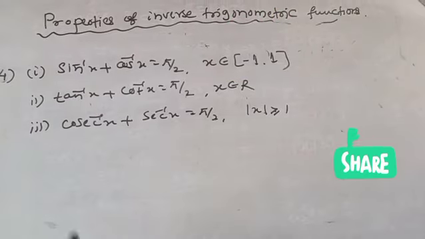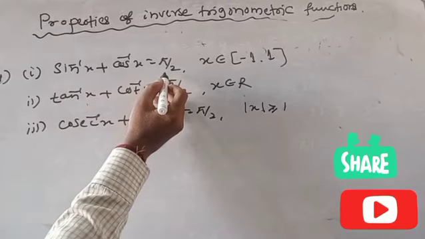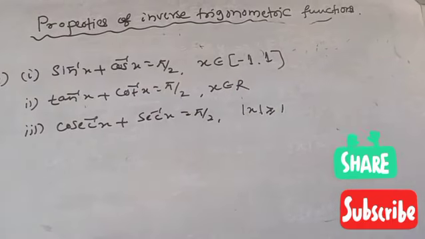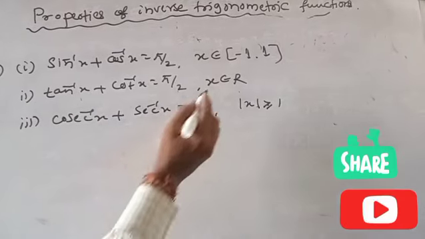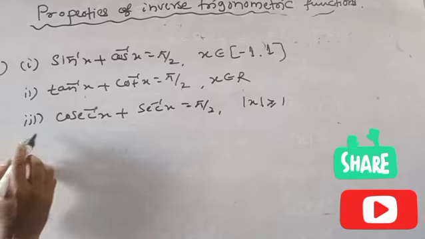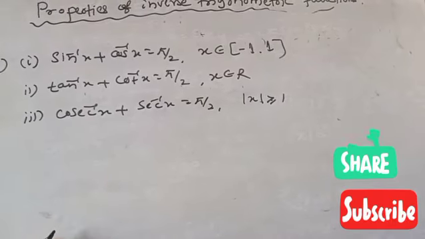Properties of inverse trigonometric functions. Fourth one. First property, sin inverse x plus cos inverse x is equal to pi by 2, x belongs to the closed interval minus 1 to 1. Second one, tan inverse x plus cot inverse x is equal to pi by 2, x belongs to R. Third one, cosec inverse x plus sec inverse x is equal to pi by 2, mod x greater than or equal to 1.